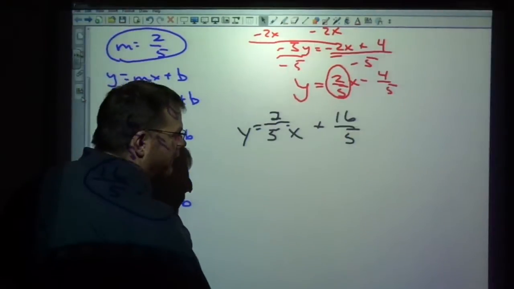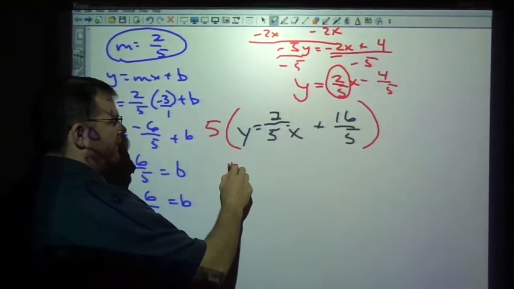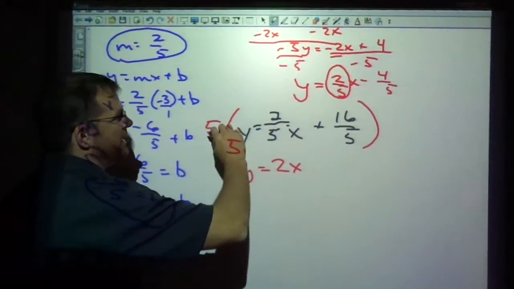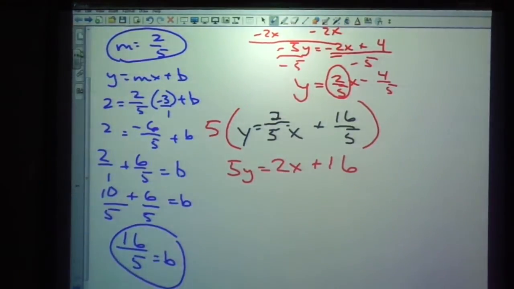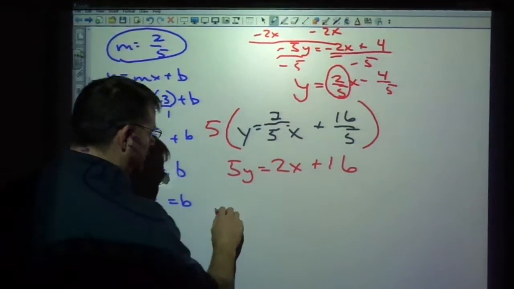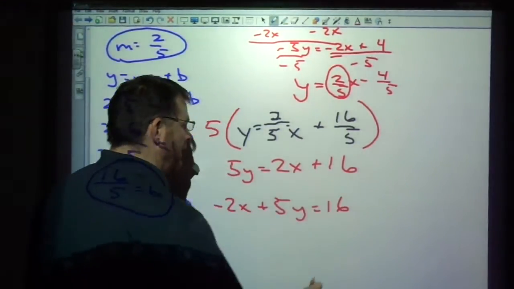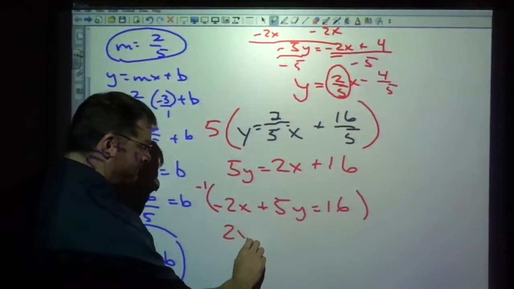So I need no fractions. I'll multiply everything by 5, and that gives me 5y equals, the 5's cancel here and gives me 2x, 5's cancel here and gives me 16. I want x and y on the same side, so I'll subtract the 2x over here. And I want x to be positive, so let's multiply by negative 1.